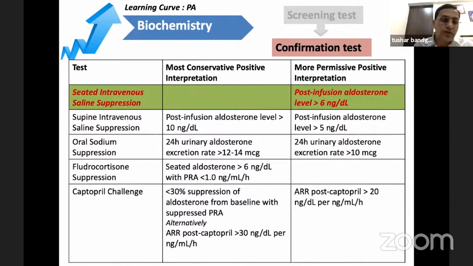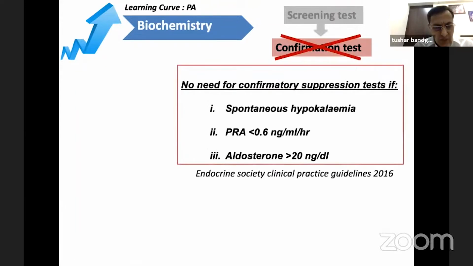Other tests, like 24-hour urinary aldosterone level after giving oral sodium suppression, is also one of the tests which has been advocated, where if your 24-hour urinary aldosterone is more than 12 microgram per 24 hours, then the diagnosis is made. But mind you, experts want to keep things quite simple and not make them complicated.